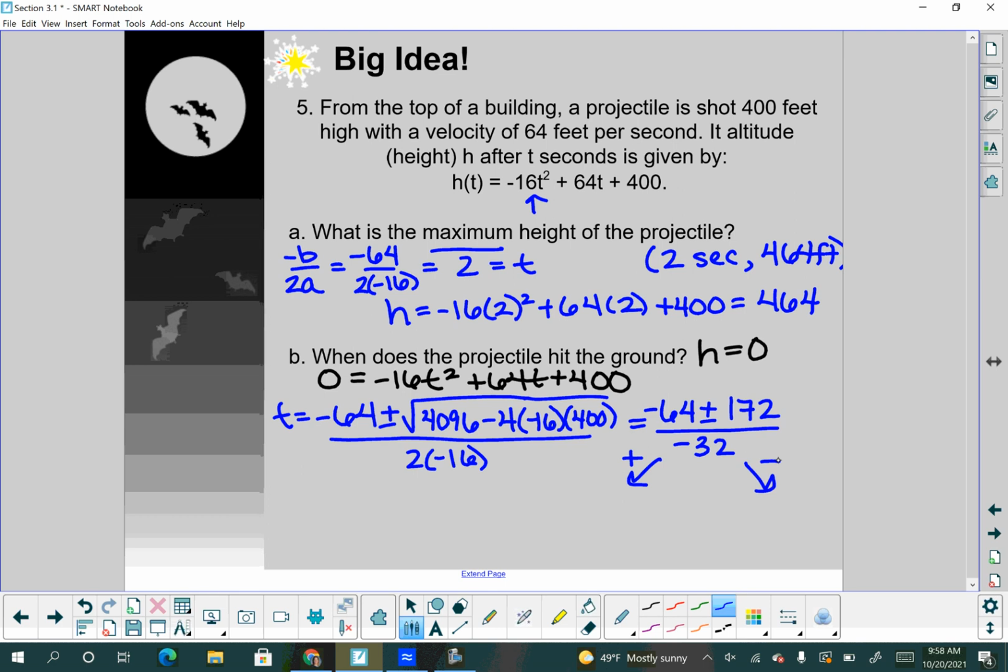Let's see what we get. Negative 64 plus 172 divided by negative 32. I get negative 3.375 for the first one, and negative 64 minus 172-ish divided by negative 32 is 7.375. Now these are t's, so they are seconds. Do those both make sense? They do not. Which one is our answer that we're looking for here? The positive one. We can't have negative seconds. We can't go back in time. So the time when it hits the ground is between 7 and 8 seconds.